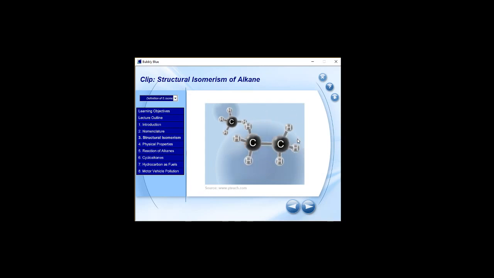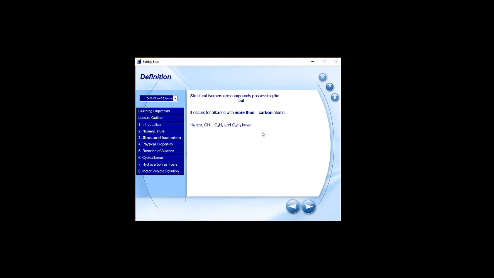The first 3 members of the homologous series of alkanes can exist only as straight chain structures. After watching the clip, you should have a better idea of how alkanes can actually form structural isomers. Structural isomers are compounds that have the same molecular formula but different structural formulae. It only occurs for alkanes with more than 3 carbon atoms. Hence, the first 3 members in the alkane series have no structural isomers.